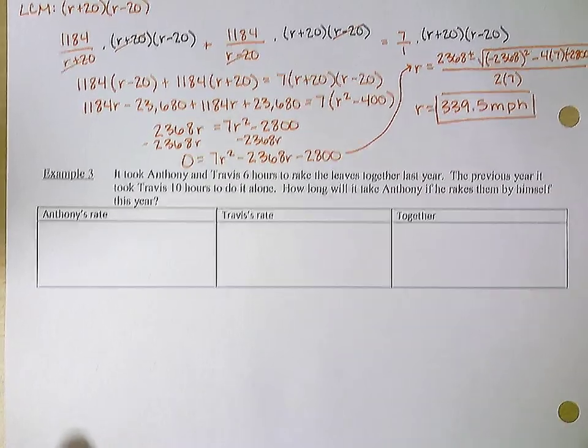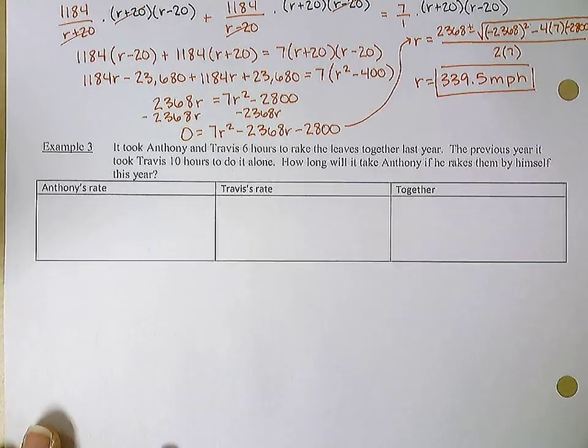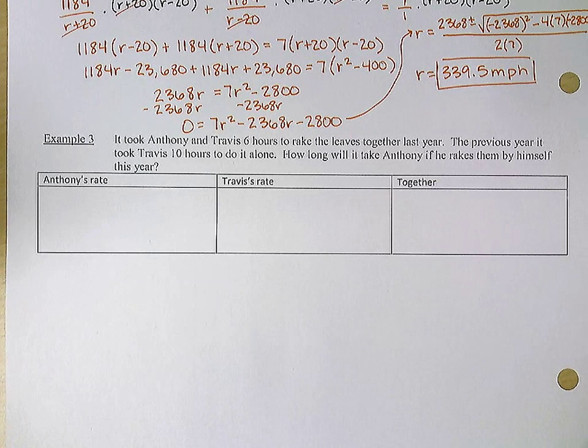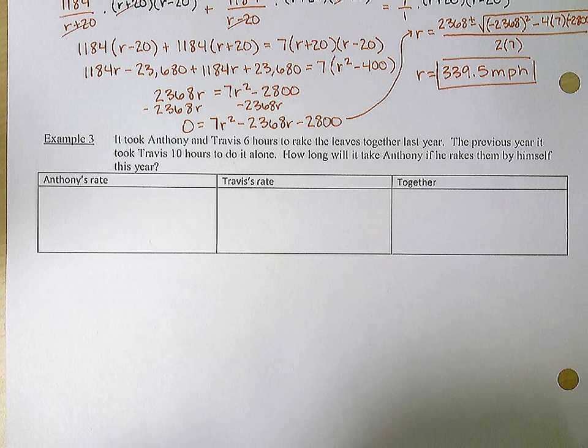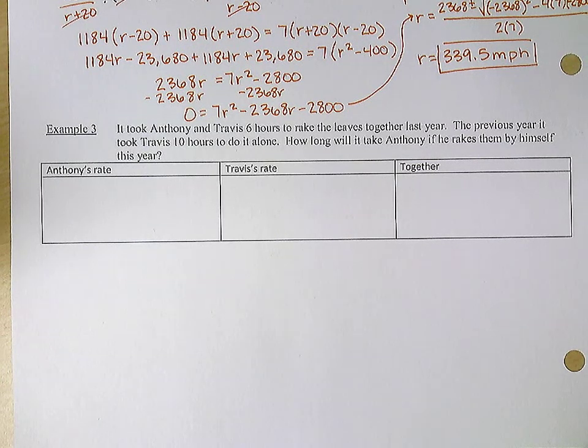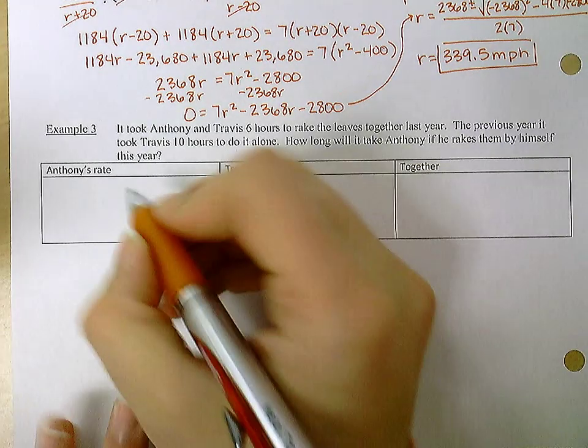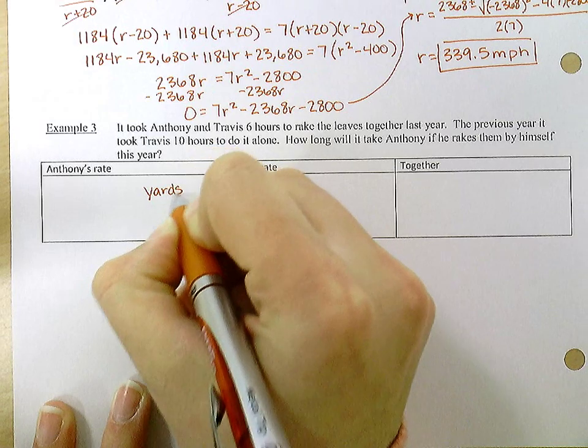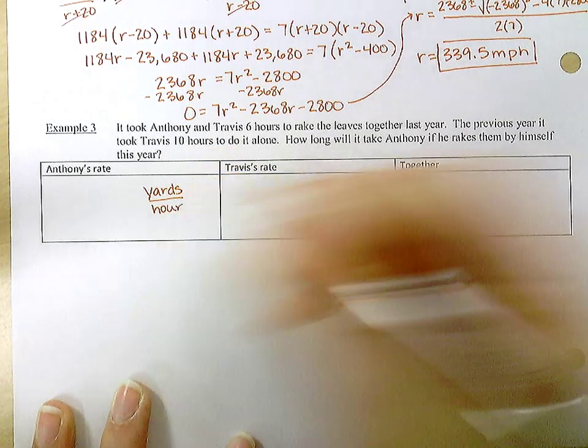Last one I think is the easiest type. This one says it took Anthony and Travis 6 hours to rake the leaves together last year. So raking 1 yard of leaves together took 6 hours. The previous year, it took Travis 10 hours to do it alone. How long will it take Anthony if he rakes them by himself this year? So we're talking about how many yards per hour.